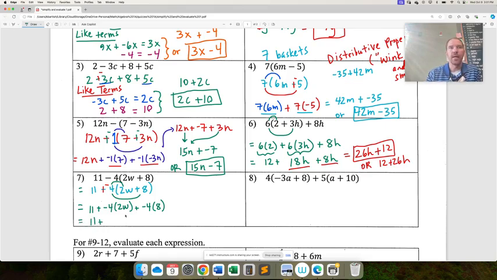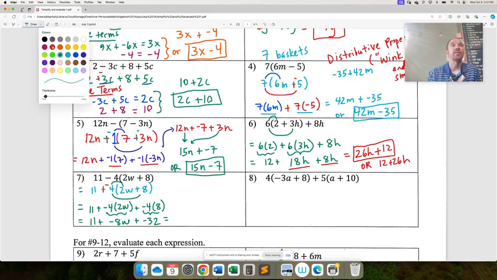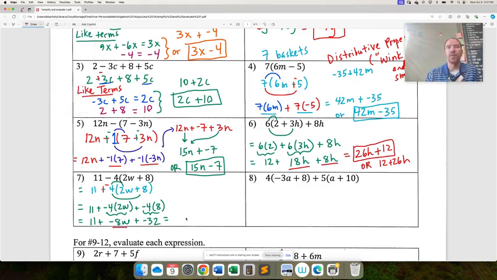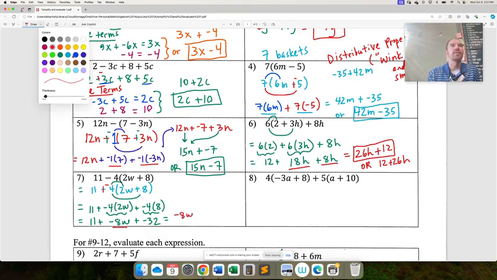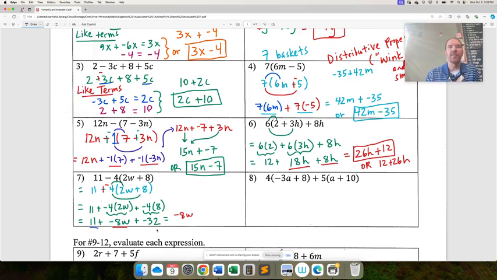We can do -4 times 2W. That's going to be -8W. And -4 times 8 is -32. And then we can combine our like terms. It's $11. I owe 8 watermelons maybe, and I owe $32. So this is the only W. So I like to start with that. But then for the dollars, I have 11 plus I owe 32. That's going to make it, what is that, -21?